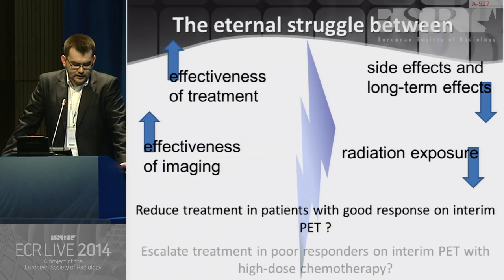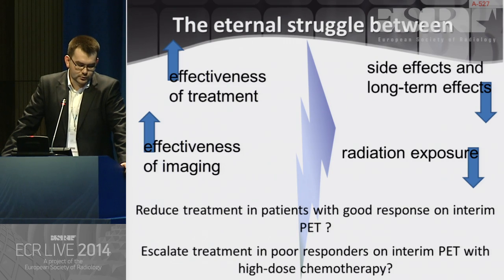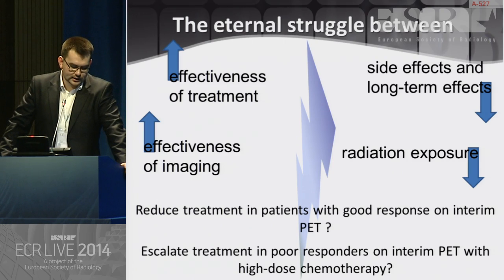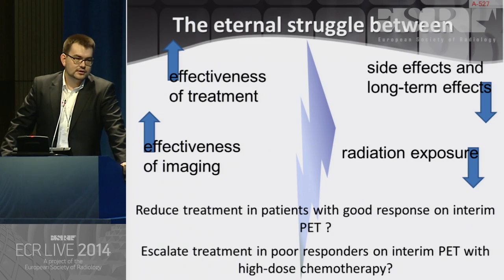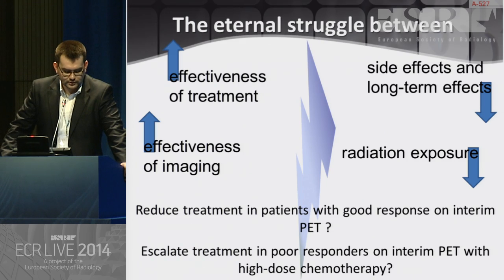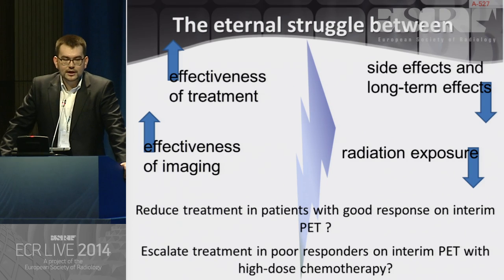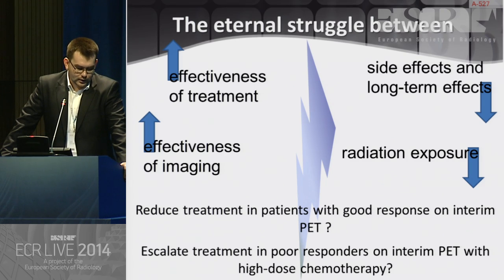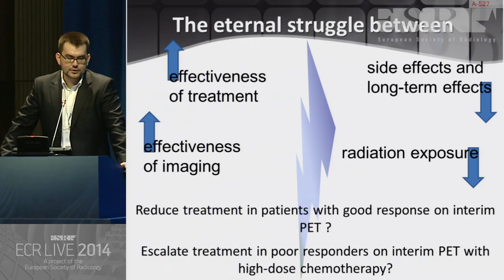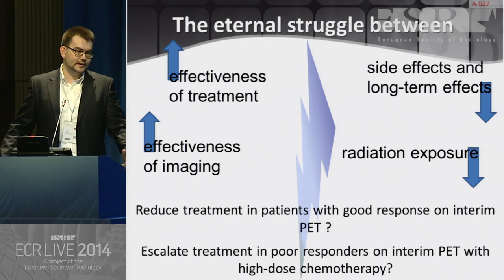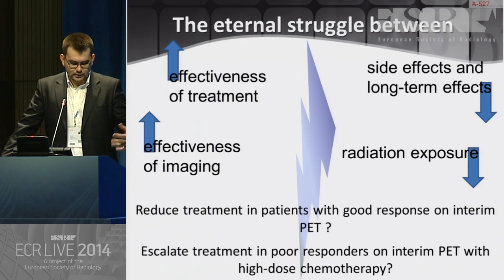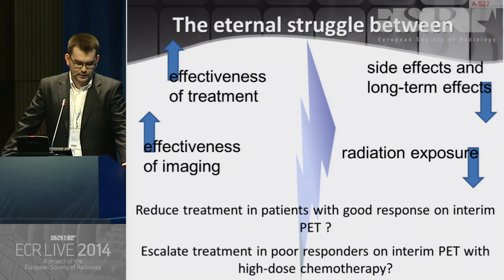But there is an internal struggle for clinicians between chemotherapy efficiency and toxicity. And the same situation we have as radiologists. We had to reduce radiation exposure without damaging the accuracy of imaging. Several trials in early Hodgkin lymphoma were investigating if it is safe to reduce treatment in patients with good response on interim PET, consequently reducing the treatment toxicity.